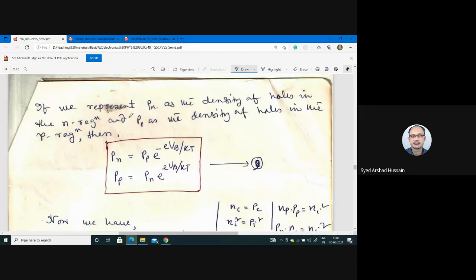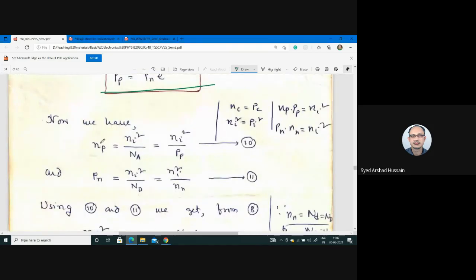Now, if we represent Pn as the density of holes in the N region and Pp as the density of holes in P region, then similarly we can write Pn is equal to this and Pp is equal to this. Now we have from our earlier analysis that Np, electron concentration in P site, actually this is very less, is equal to Ni square divided by Na, the acceptor atom. Actually, acceptor atom in case of P type is very high. So this is very small.